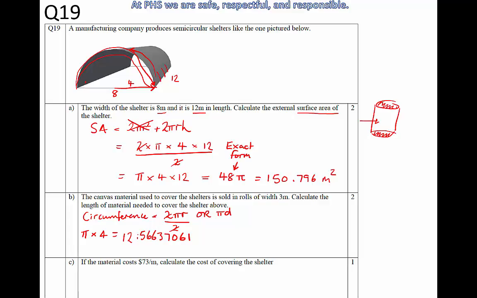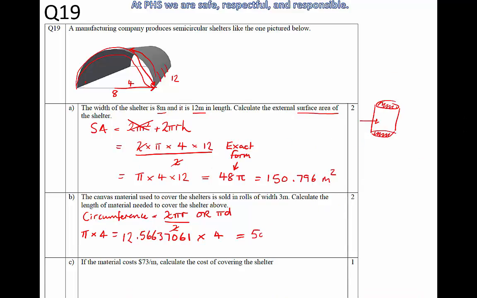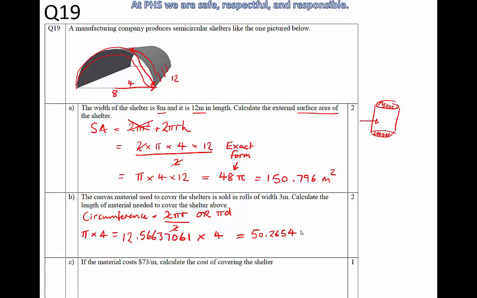So that's how long it is, and we need 4 lots of that. So we're going to multiply that by 4. And our final answer is going to be 16 pi, yep, great. 50.2654, 50.2654, 8246. And now we can do some rounding.